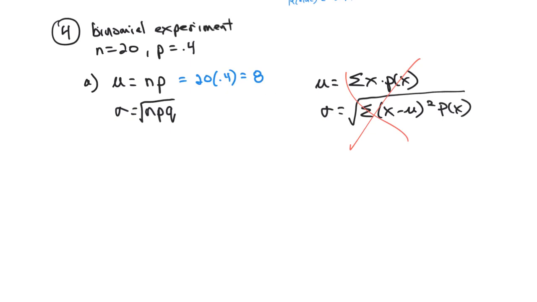Now for the standard deviation, again, we don't have many applications here in this class, but we can still see it's pretty easy to figure out. n is 20, p is 0.4. If p is 0.4, what does q have to be? It's got to be 0.6, right? p plus q is always 1. So we just punch this in the calculator, and we get roughly 2.19.